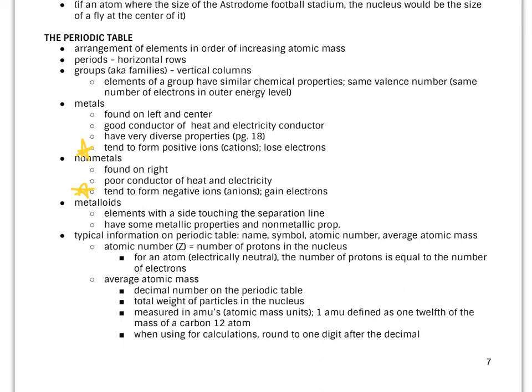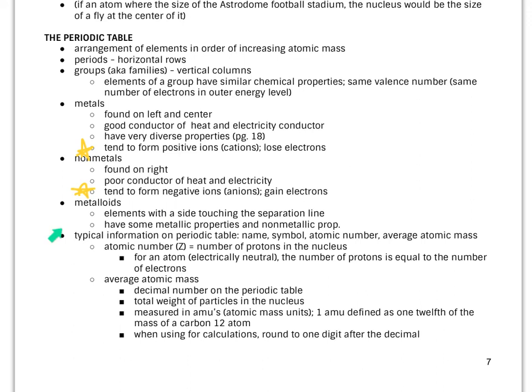And then a third type are the metalloids. These are the ones I mentioned up here with metals, but they are elements with a side touching the separation line, which we'll talk about when we mark up the periodic table. These metalloids have some metallic properties and some non-metallic properties.